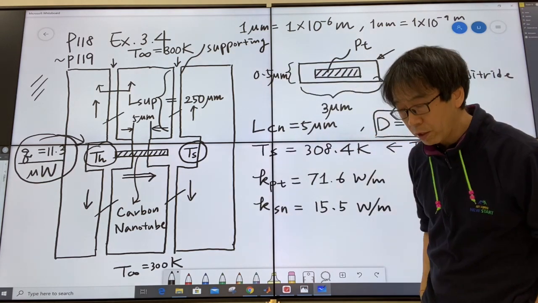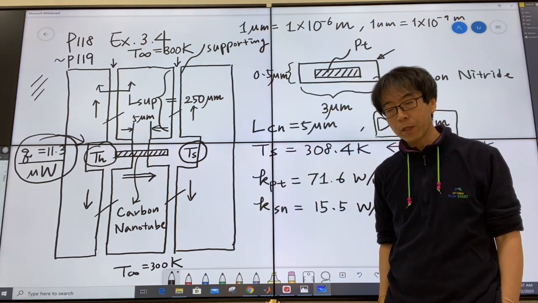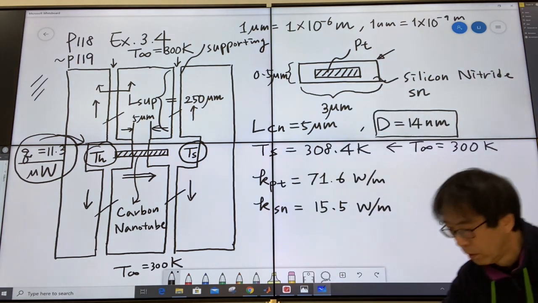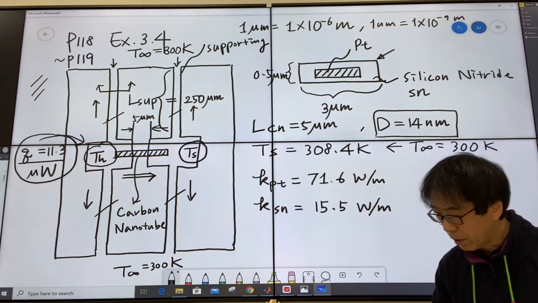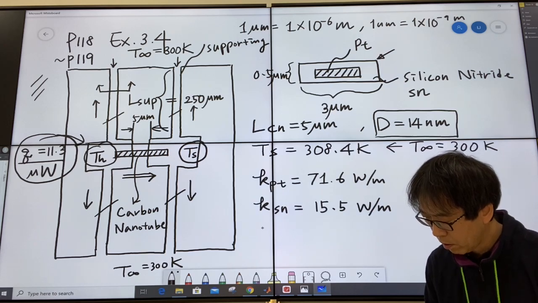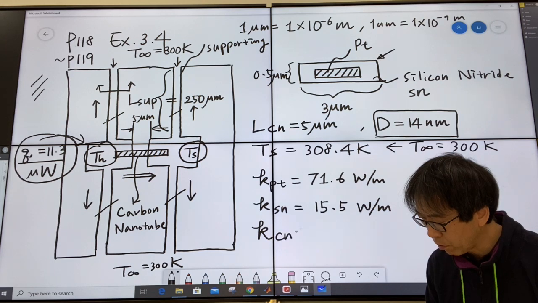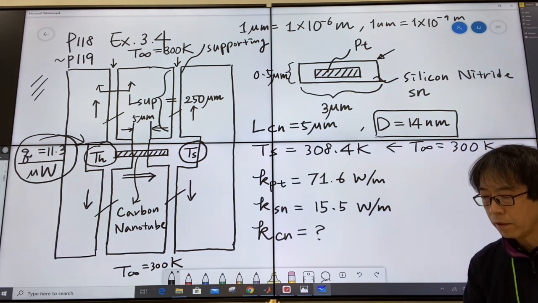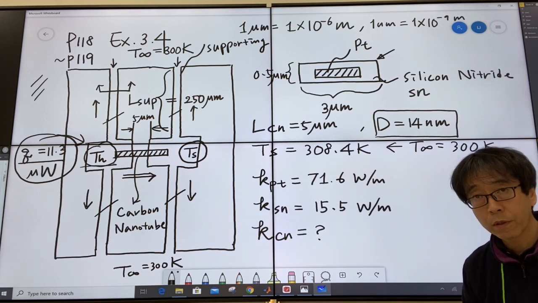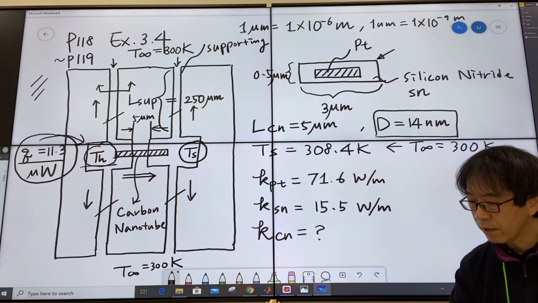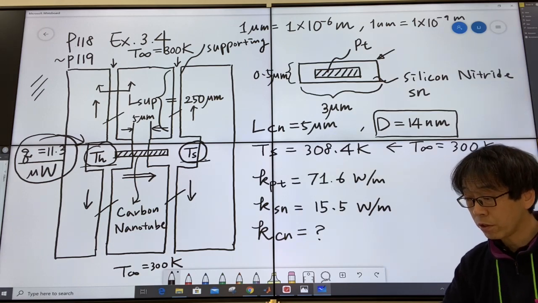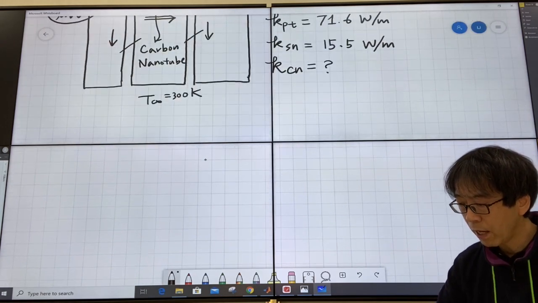And we are interested in finding the thermal conductivity of the carbon nanotube. Okay. Again, T_H is not given. We have to find it. T_S is given, right? And we'll start this interesting analysis.